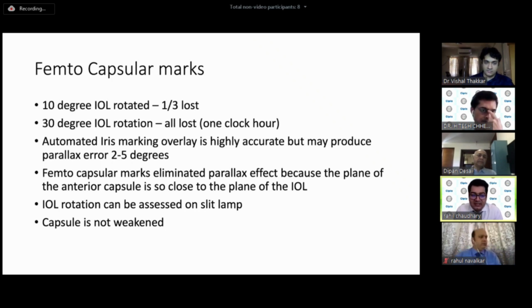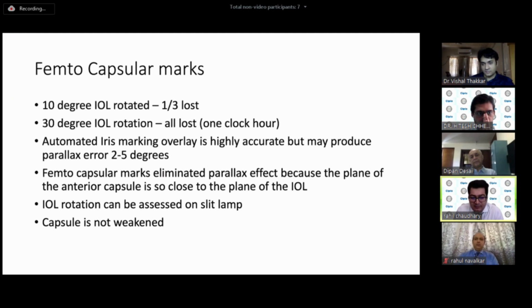First, we have to understand that putting the IOL at the right axis is very important. For every degree that the IOL is rotated from the axis it is supposed to be, we lose about 3.5% of its power. The basic calculation, we all agree, is that with about 10-degree IOL rotation, one-third of the cylindrical power is lost, and with 30-degree IOL rotation, we lose the whole power. And 30 degrees is not much, it is just one clock hour.